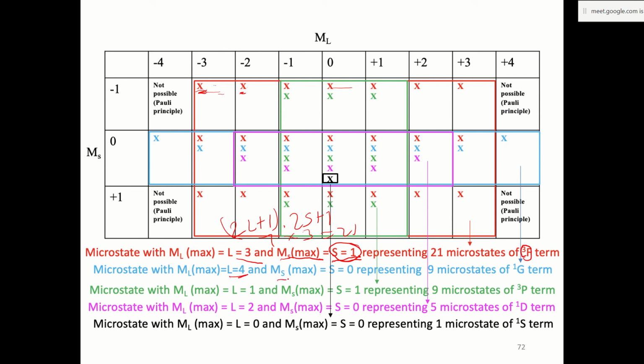L is equal to 4 with S is equal to 0. So you can easily cross-check 2L plus 1, how many microstates should be possible. So 9 microstates, S is equal to 0. This is for the spin multiplicity, which gives you one microstate only. So only 9 microstates that you can easily identify in the one slab here.